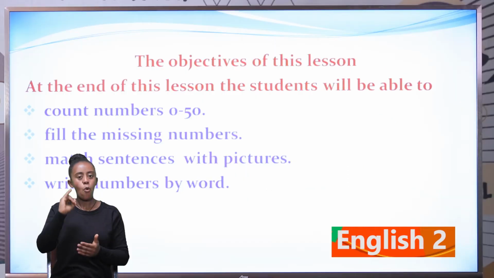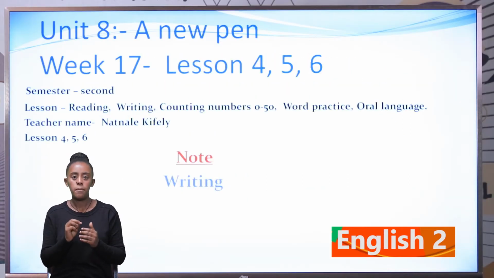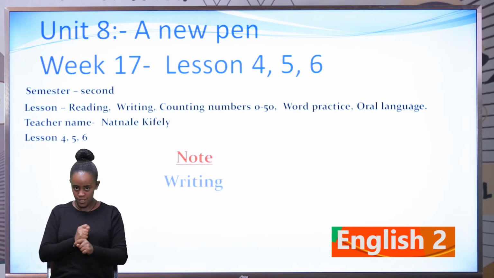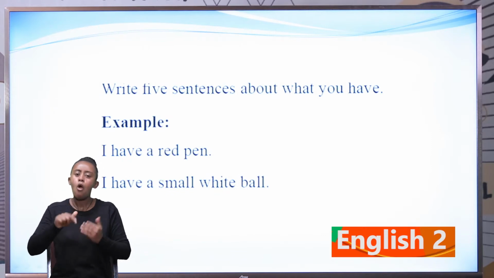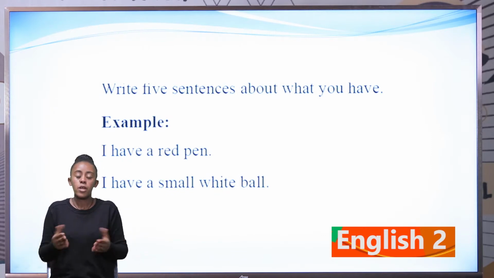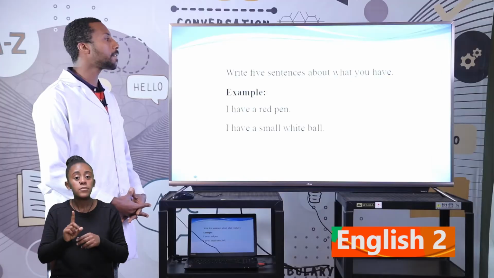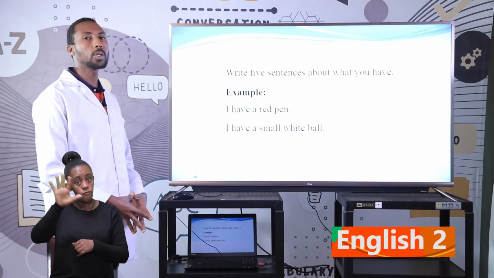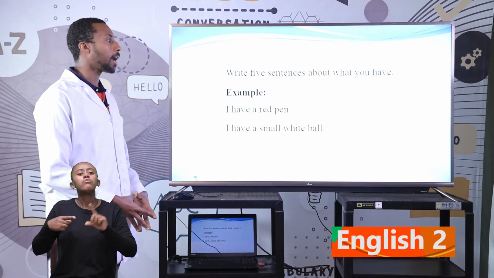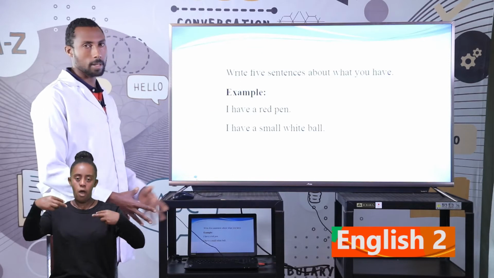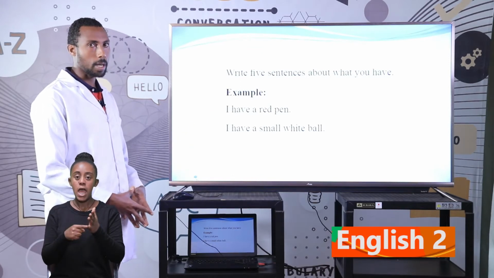Look at this one. The next point is a writing activity. I will tell you how to write a sentence. Student, look at this one. The instruction says: write 5 sentences about what you have. Let us see the example. There is an example here. Students, are you with me?